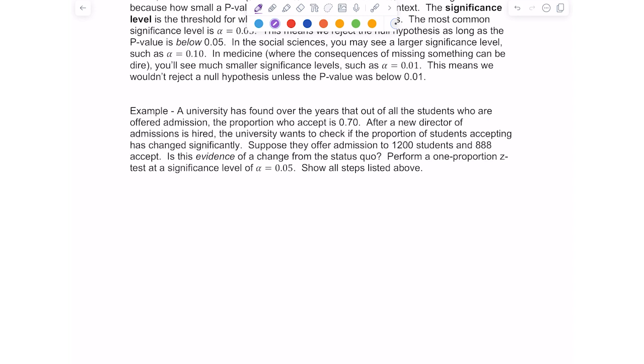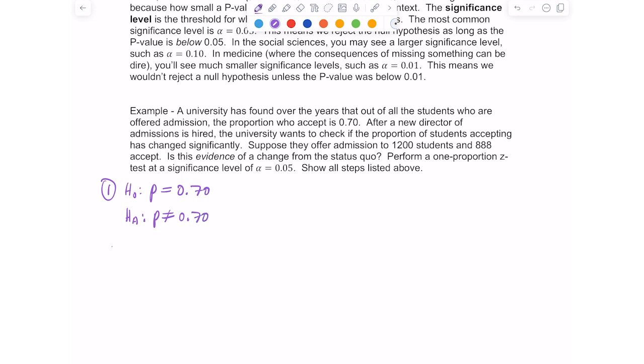Okay, step number 1, we want to write our hypotheses. So my null hypothesis here would be the proportion of students who are offered admission and accept is 0.70. But the alternative is we're looking to see if the proportion has changed significantly. That's not greater or less, that's just not equal to. So we're dealing with a two-tailed test here.